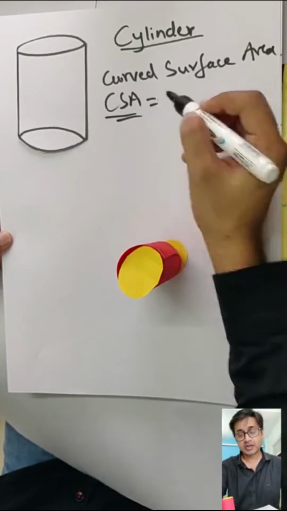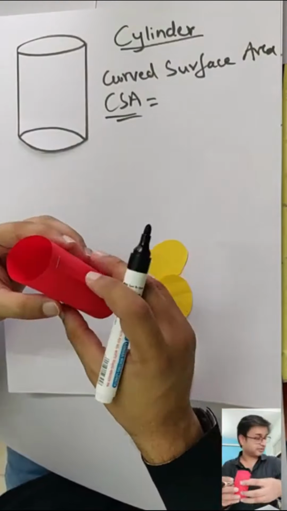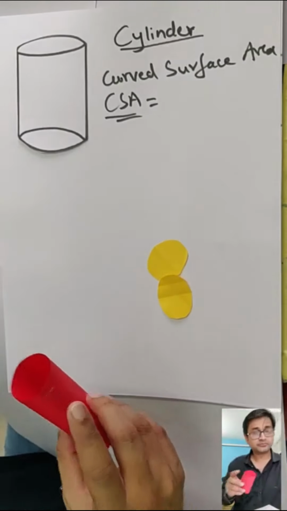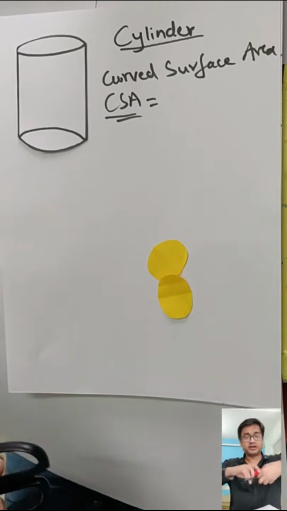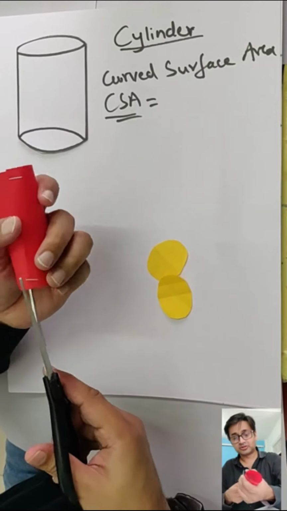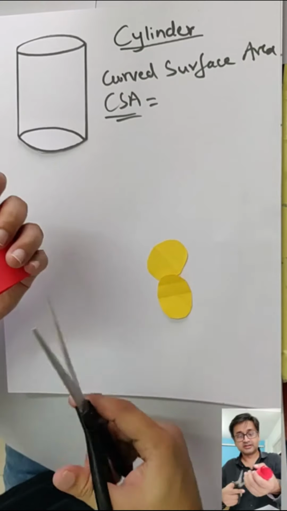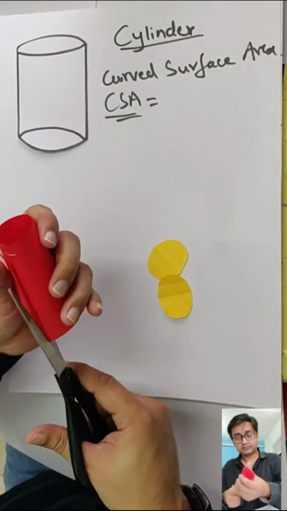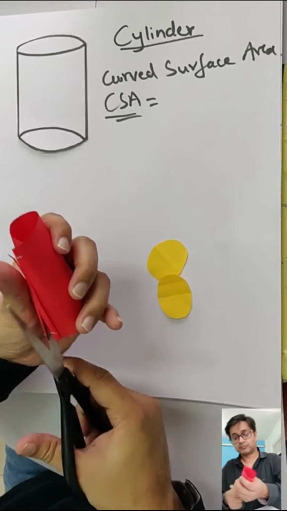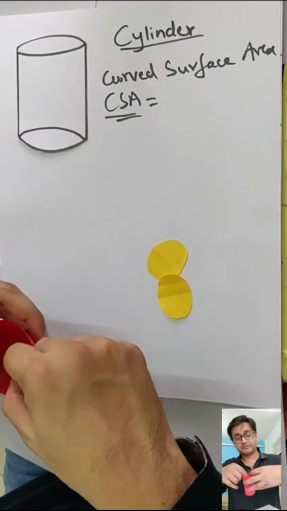CSA. Now curved surface area, to understand that, we'll have to open this cylinder and see. So when we open this cylinder, what shape will it become? Can you predict? Okay, let me open the cylinder and then let's see what shape it becomes. So I'm opening the first side and the second side. There you go. So I'm opening this and you tell me what shape it became.